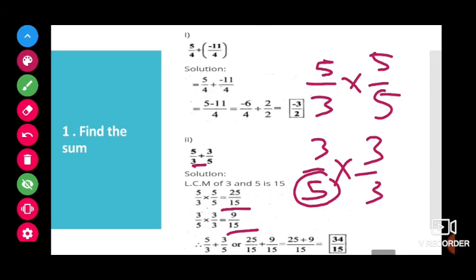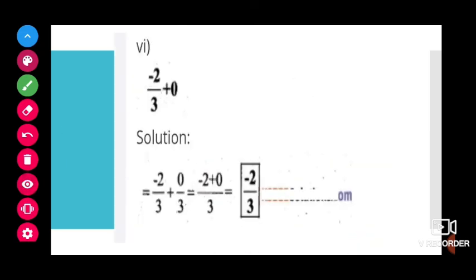Now we have fractions with the same denominator, so we can add the numerators, no? If we add, the denominator carries forward as it is, 15. And the numerators, 25 plus 9, that is 34 by 15.